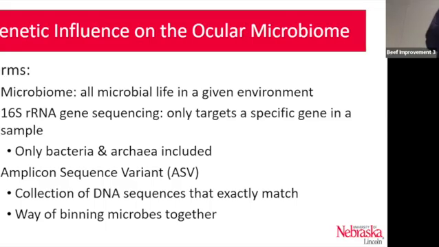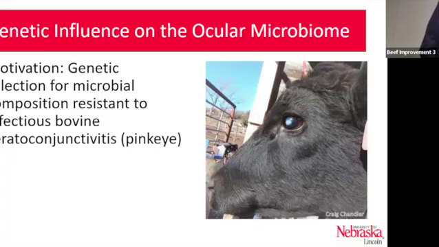And then you're going to hear me use the phrase ASV. ASV stands for amplicon sequence variant, and that's a fancy way of saying this is a bunch of DNA sequences that look the same. We're going to bin all of these together. So think of an ASV as like a strain of microbes. It's not one-to-one, but if that helps, this is a strain of microbes. Okay, so why do this?